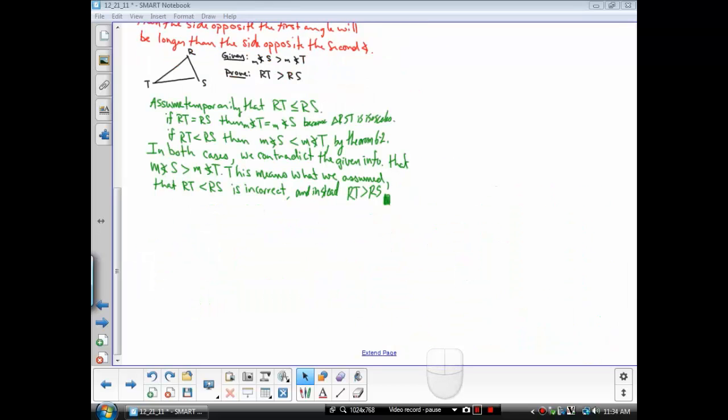Now we have two corollaries to Theorem 6.3. Corollary 1 says the perpendicular segment from a point to a line is the shortest segment that can be drawn from that point to the line. So this is corollary 1 of Theorem 6.3.